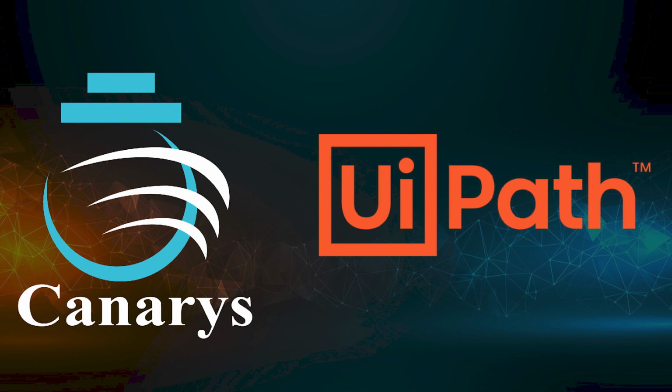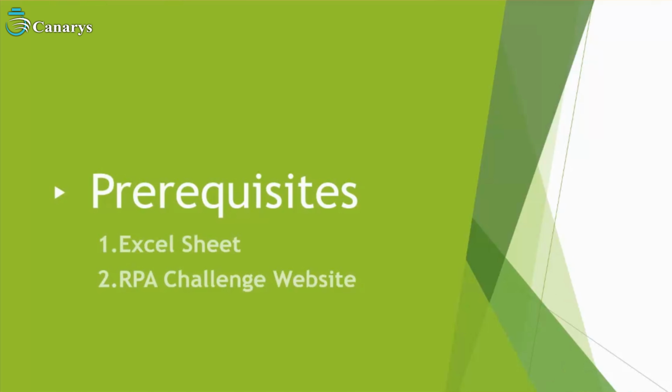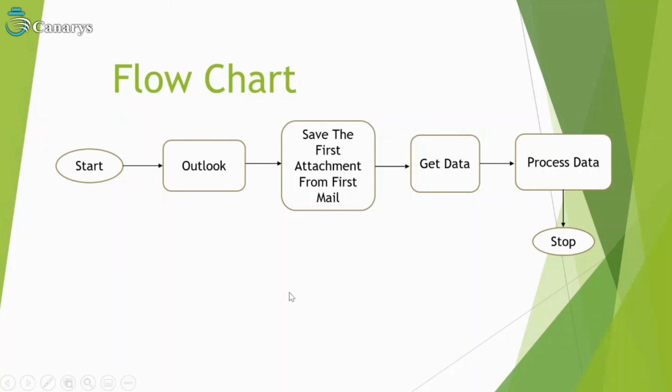In this video, I would like to describe a bot. The process we are building is to read the latest email in the user's Outlook inbox that has "new task" as the subject line. The prerequisites are an Excel sheet and the RPA Challenge website.